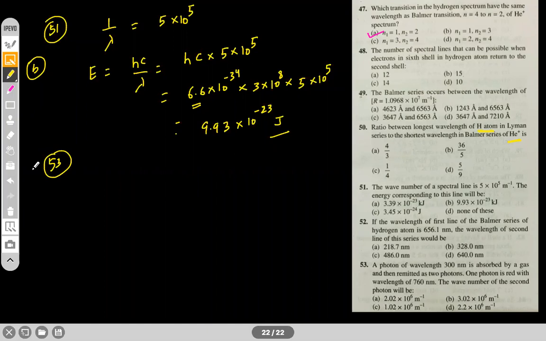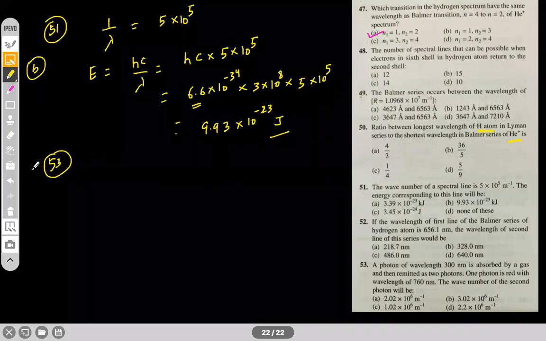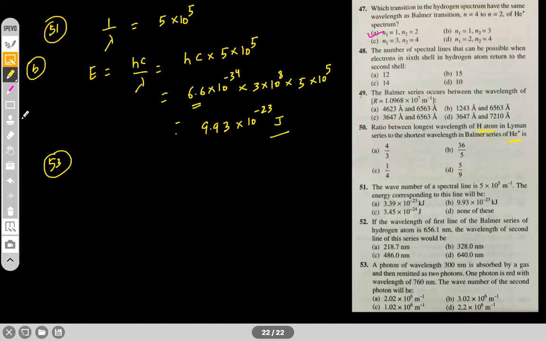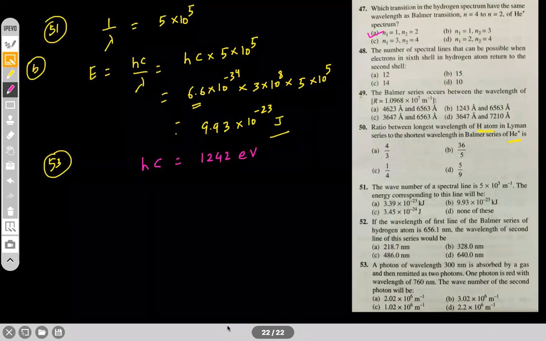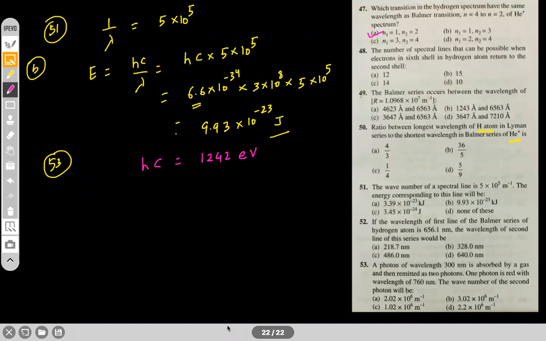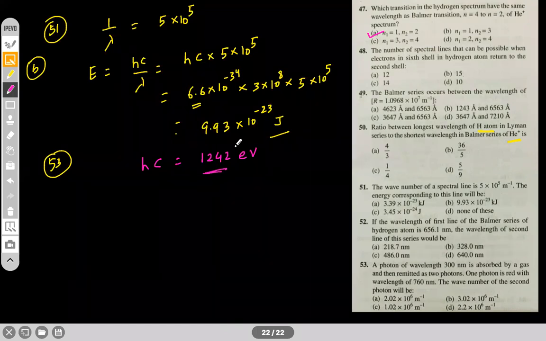53. A photon of wavelength 300 nanometer. One more thing, guys, I would like you to memorize the value of Hc in electron volt. Hc in electron volt is 1242. So in electron volt, you can put this value directly for H into C. Okay, you must remember this.